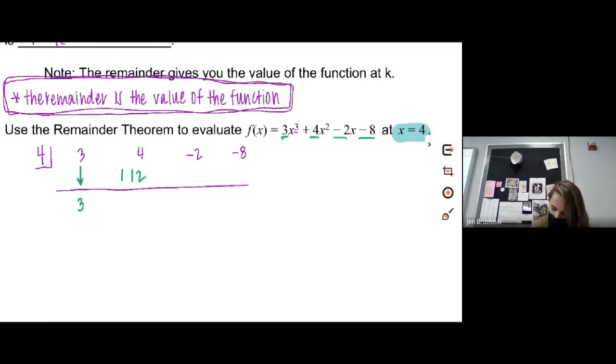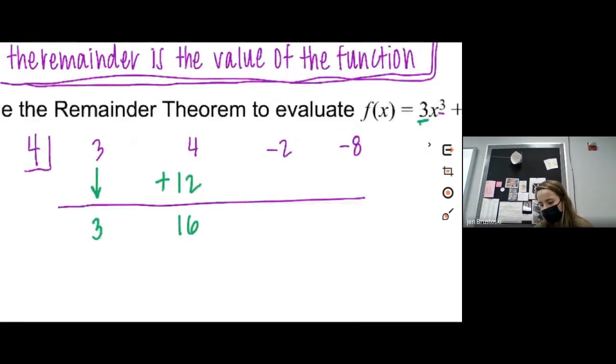Good. Add 12 and 4. So add going straight down. What's 4 plus 12? 16. Wait, what do you add? Add the 4 and the 12. We're adding going straight down. Yep. We added the 4 and the 12. Then what?